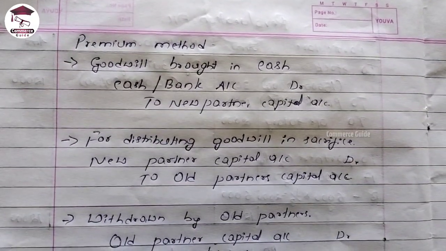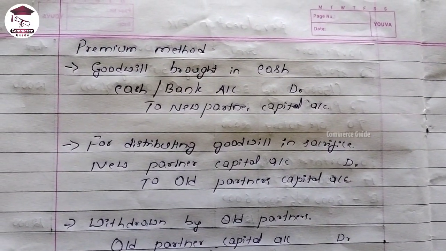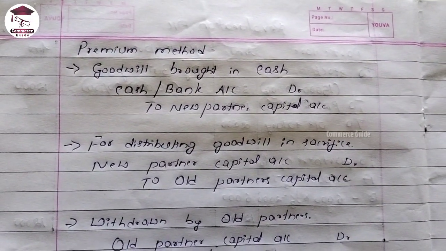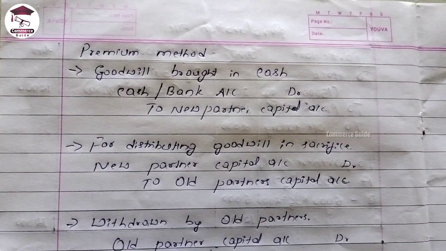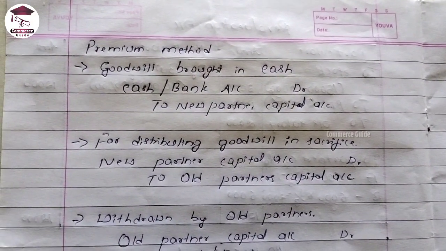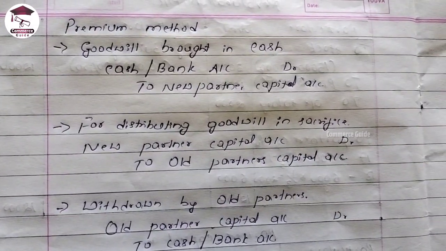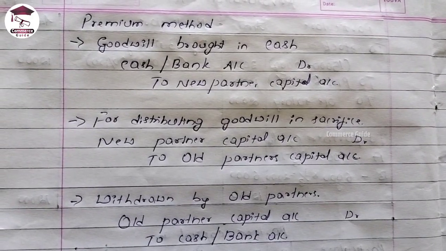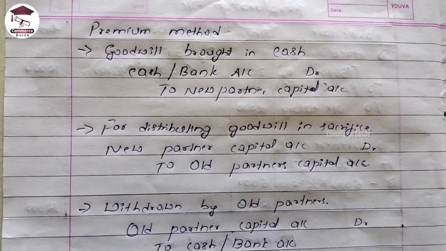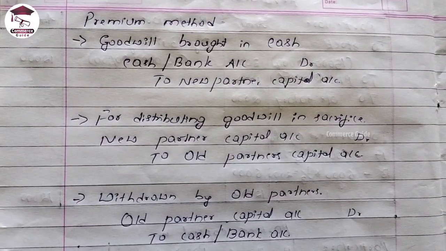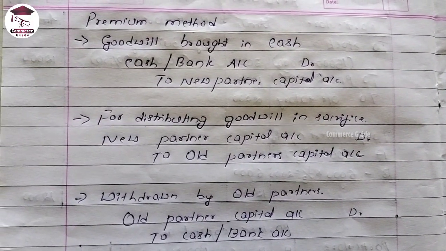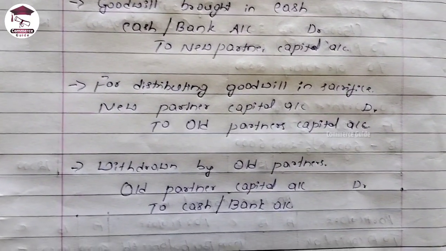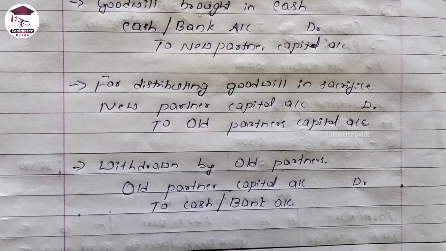If goodwill brought in cash, the entry is cash or bank account debtor to new partner capital account. Who is the new partner here? It will come to C's capital account. For distributing goodwill in sacrifice, the new partner capital account debtor to old partner capital account, that is C's capital account debtor to A's capital account and B's capital account. If the amount is withdrawn by the old partner, capital account debtor to cash or bank account.